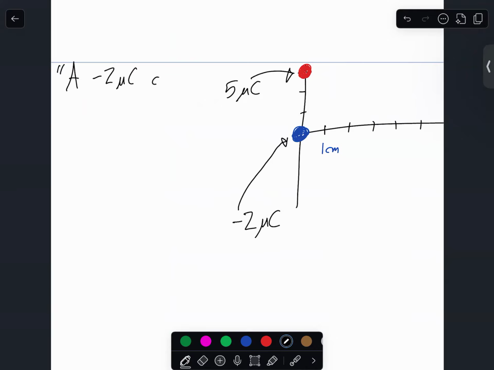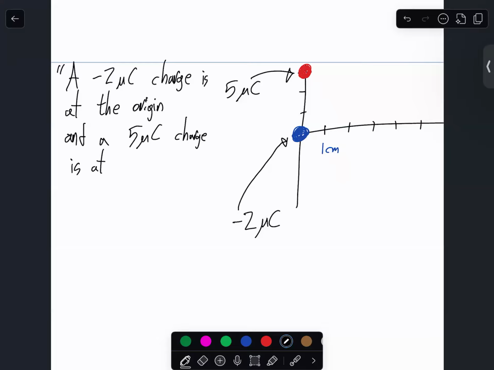-2 microcoulomb charge at the origin, and a 5 microcoulomb charge sits at xy equals 0, 3. And your challenge is to find the force and field.